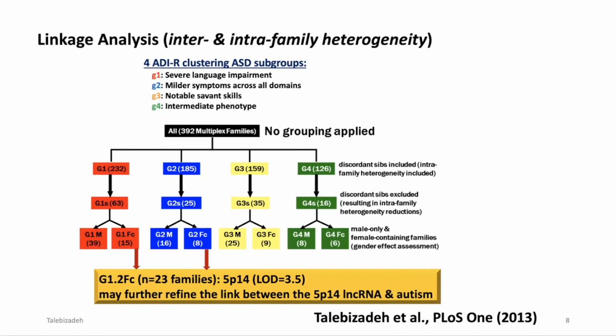These two subtypes with a positive linkage to 5p14 may further refine the reported association between the long non-coding RNA in this region and autism.